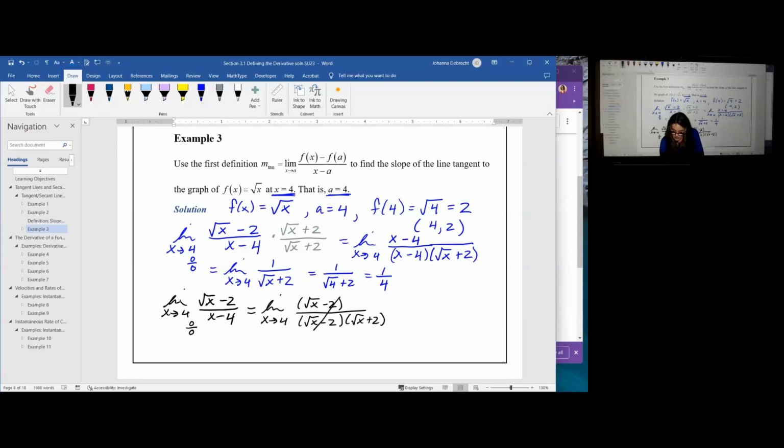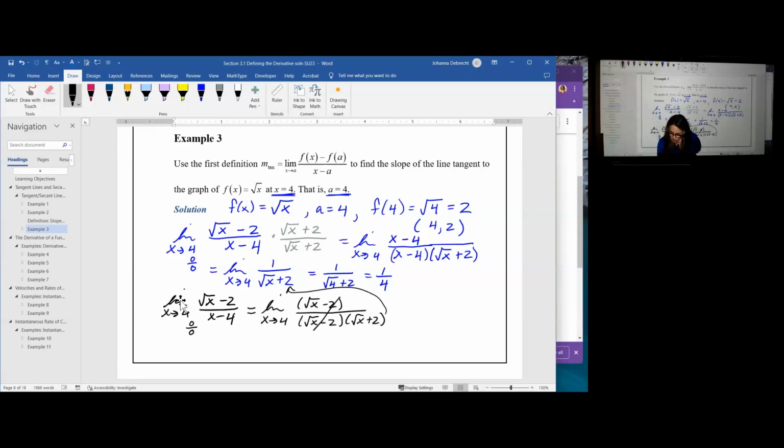Then these cancel, and I've come directly to this step right here. And from there, the result is the same. This gives me a slope of 1/4. Now, how can I actually write the equation of the tangent line?